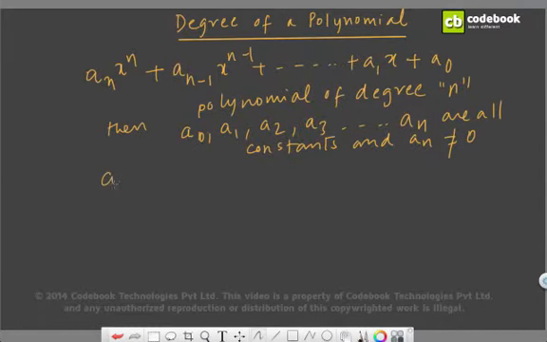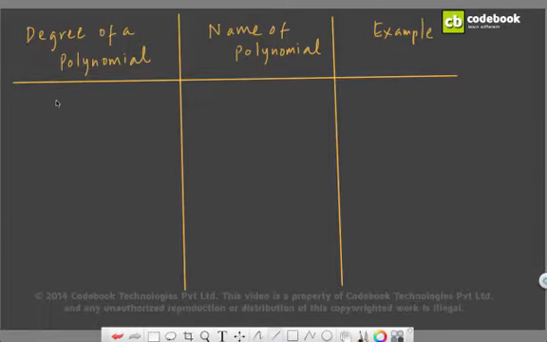But if a_0, a_1, a_2, up to a_n are all zeros, then this expression will turn out to be 0. And the degree of 0 is undefined. Now we will define polynomials based on their degrees. If the degree of the polynomial is undefined, then it is called a zero polynomial. The example is only 0. If the term is 0, we call that a zero polynomial and its degree is undefined.